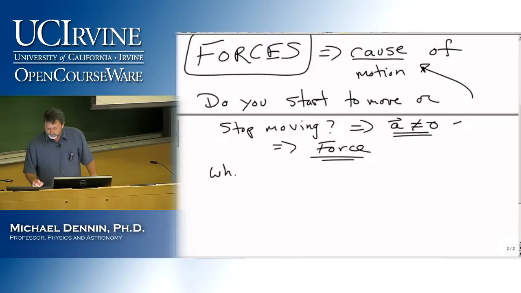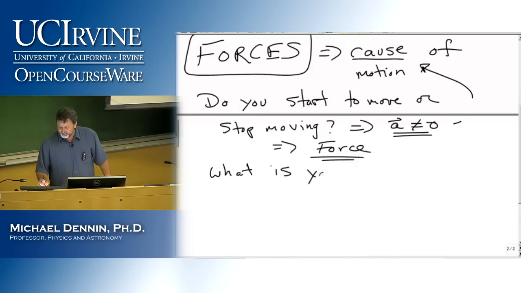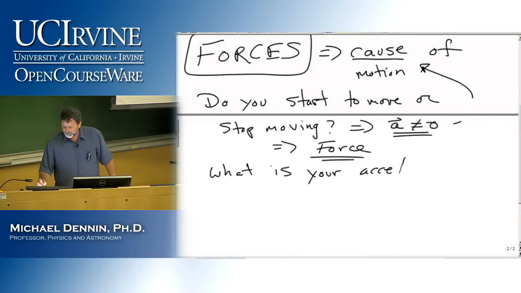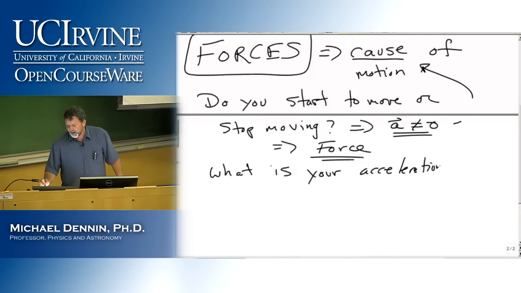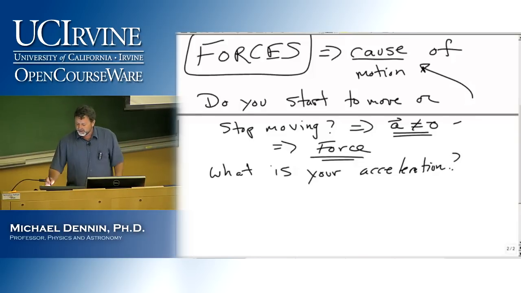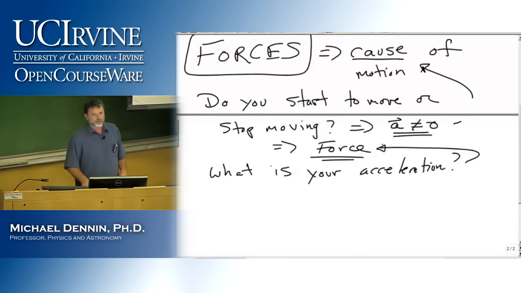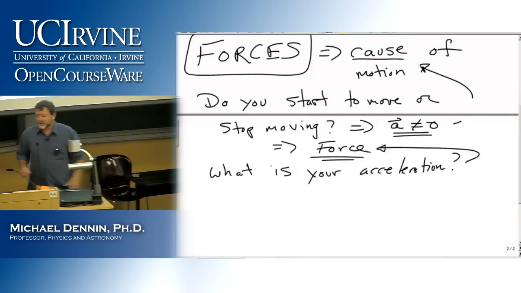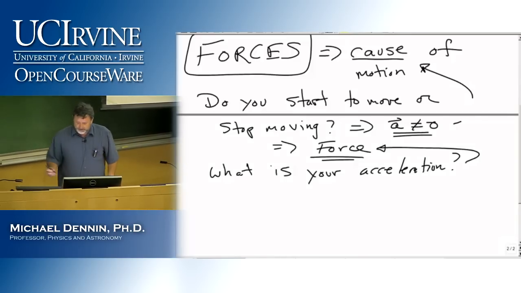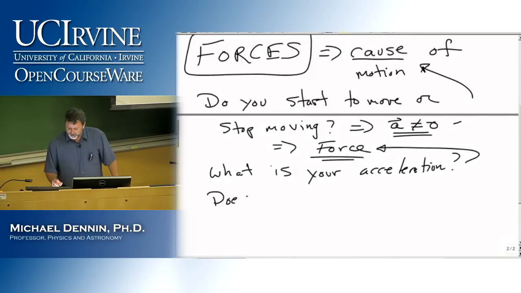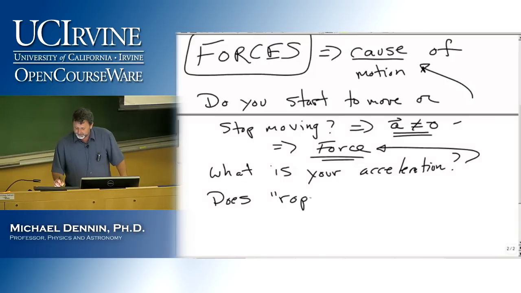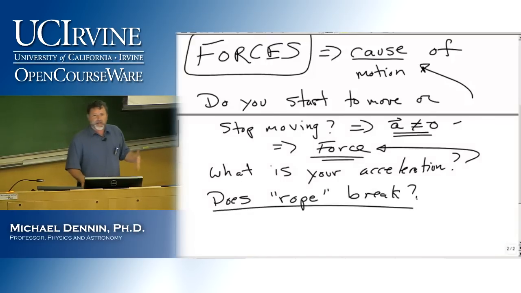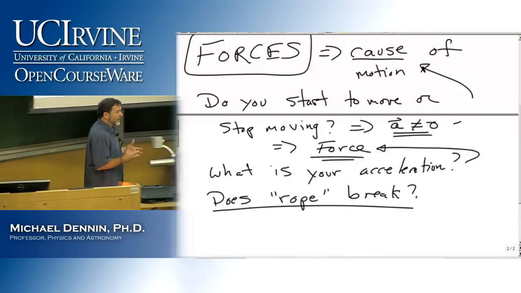The more obvious ones are when we ask the straightforward question, what is your acceleration? It might just be given in the problem, but that's unlikely if you're being asked it. You're being asked it because you'll know the causes of that acceleration, the forces, and you'll want to compute what it is. The other type of question is, does something, usually a rope, break? That's a cause of something happening. A force gets too big and the rope breaks.